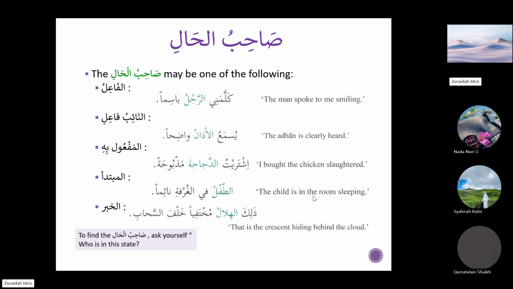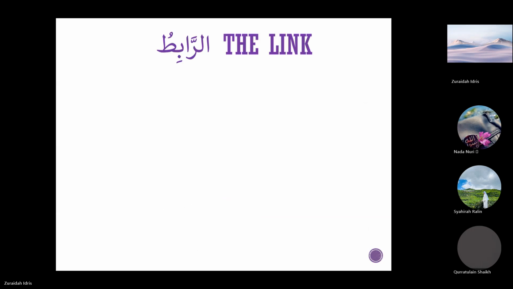The child is in the room sleeping. So who was sleeping? The child. Quite clear cut, right? And what was behind the cloud? Hiding the crescent. So if you want to know what is the sahibul hal, just ask yourself who or what is in this state. Clear there.